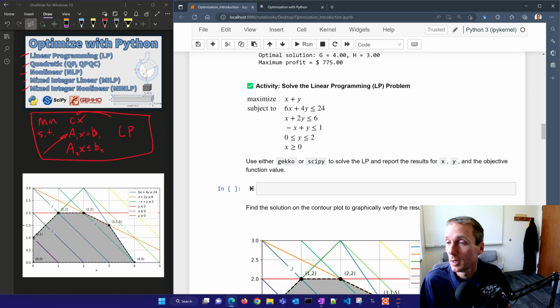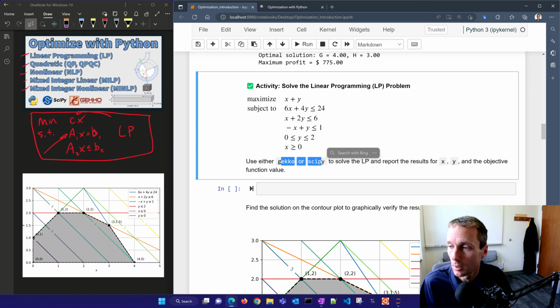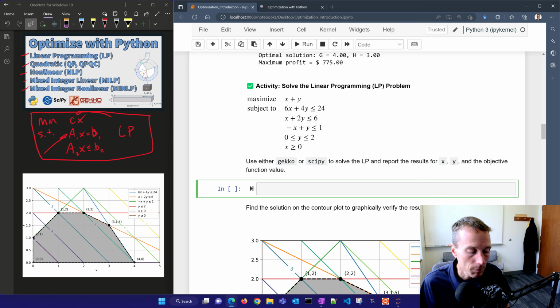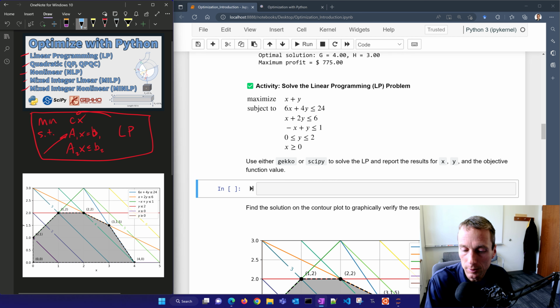Okay, let's go on to an activity now where we're going to solve this problem, the linear programming problem, using either Gecko or SciPy to solve this and print the results y and x. So here I have a graphic on the left here that just shows the feasible region. Okay, so those are all potential solutions right here, so these are feasible potential solutions. Now in linear programming, one of the things that we always know is that we're going to be at the vertex, at the intersection of some of these constraints.